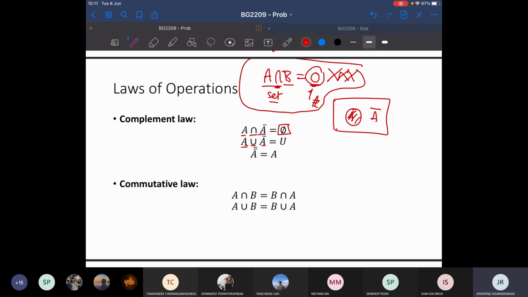Next, A union A complement. A is here, union A complement, so what's going to be the result? The sample space, or universal set. A double complement, A bar bar, is going to come back to A, right?